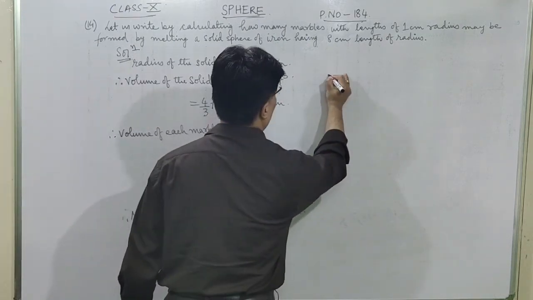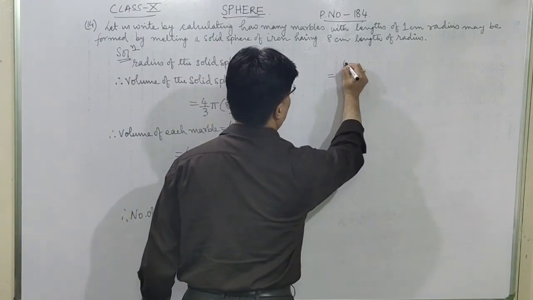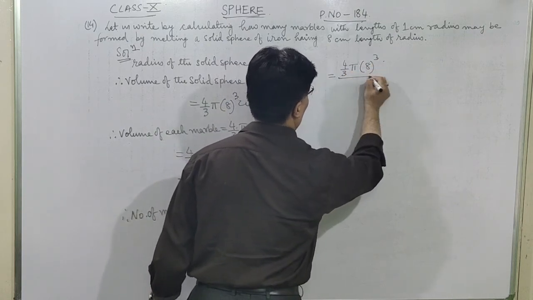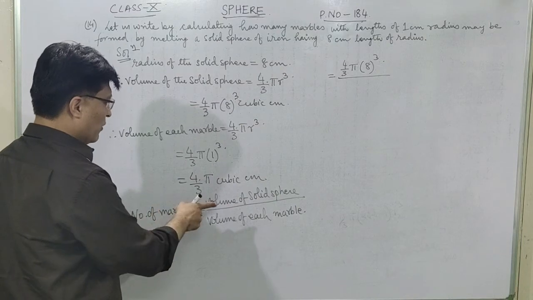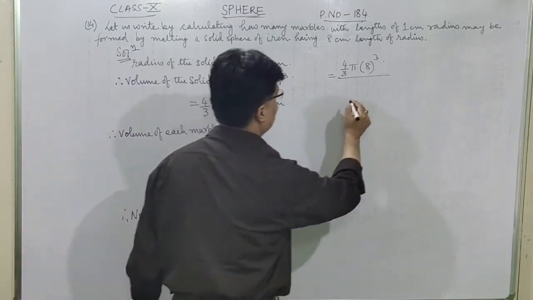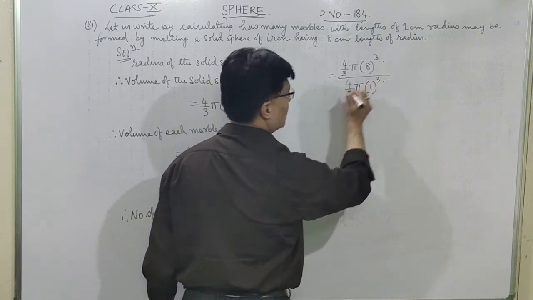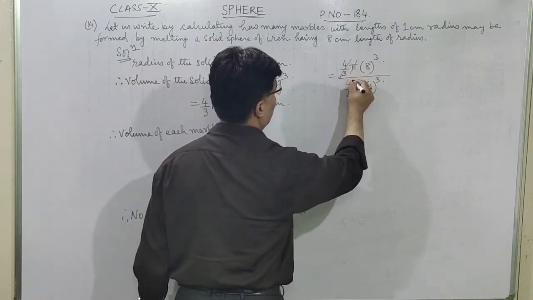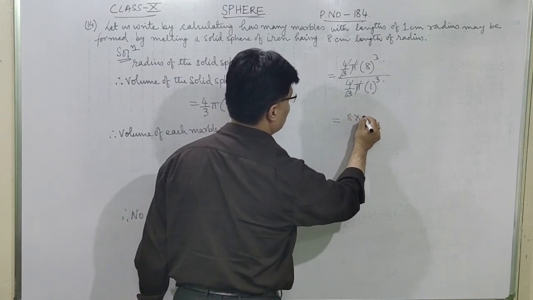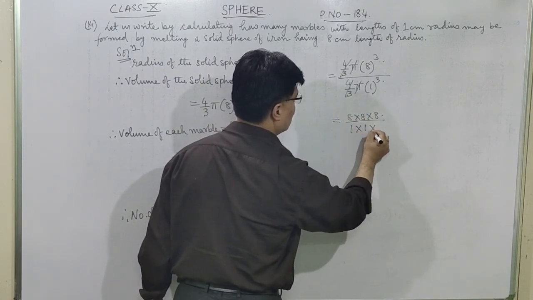So which is equal to, what is the volume of the solid sphere? The volume of the solid sphere is equal to 4/3 pi 8 whole cube, divided by the volume of each marble, which is 4/3 pi 1 whole cube. So here you can cancel this, 4/3 pi gets cancelled, which is equal to 8 into 8 into 8, since 8 whole cube means 8 into 8 into 8, divided by 1 whole cube, which means 1 into 1 into 1.